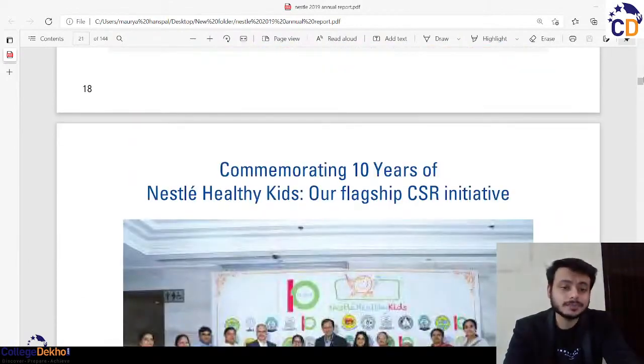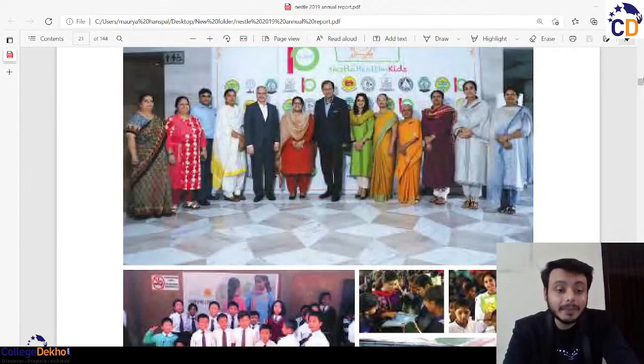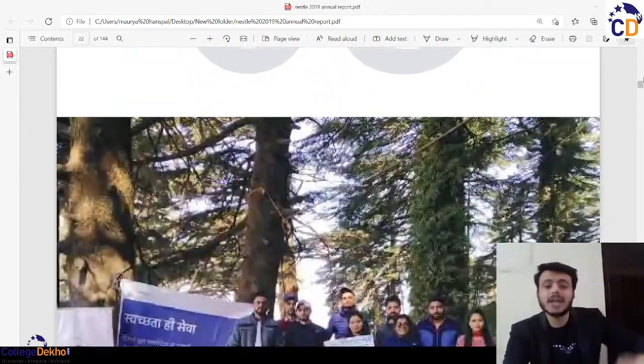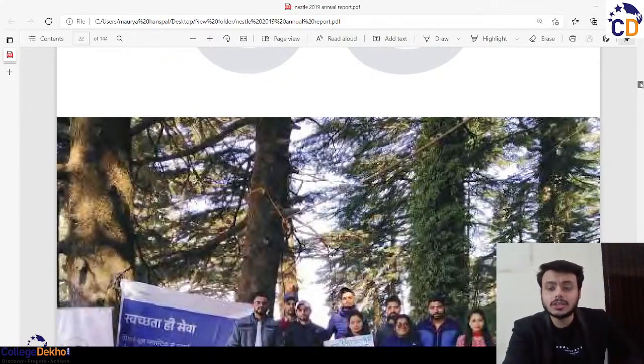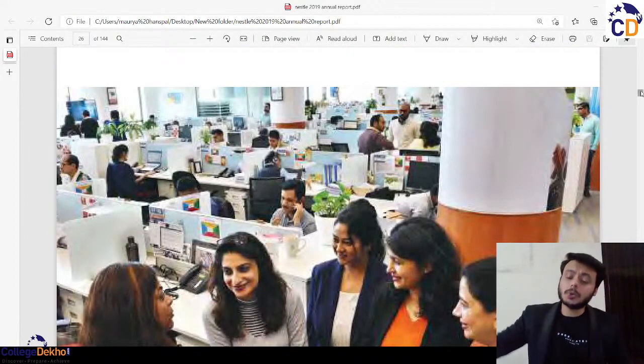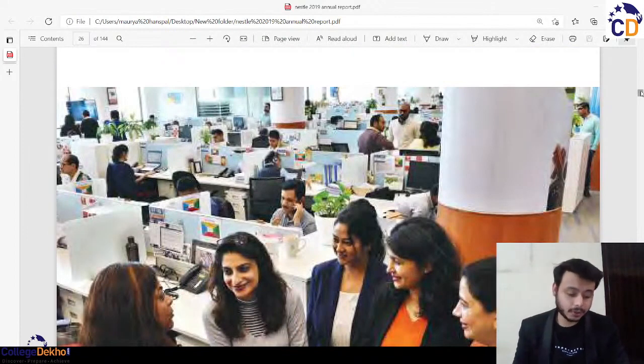Like in HUL, you have the Project Shakti. In ITC, you have the Project E-Chopal. That is basically to guide and mentor the rural people and to increase their sustainability. So all these projects have been mentioned. Okay, so this is all theoretical. Further, when we go ahead, I have certain facts for you.